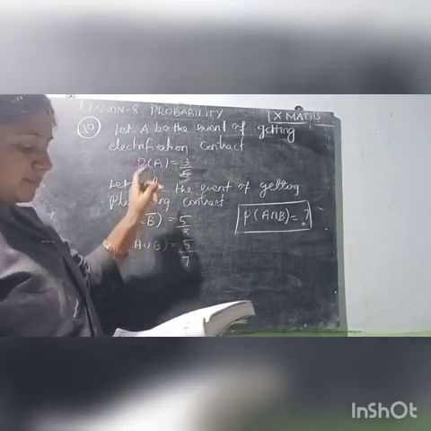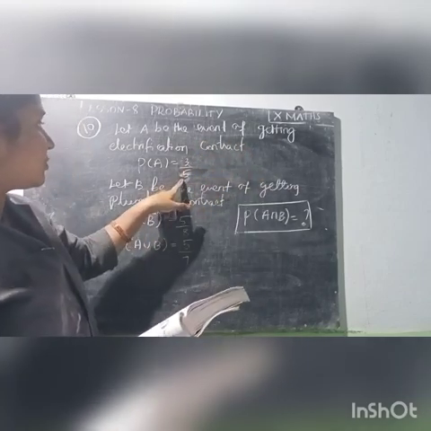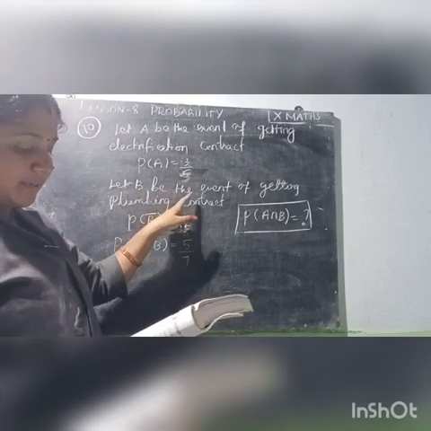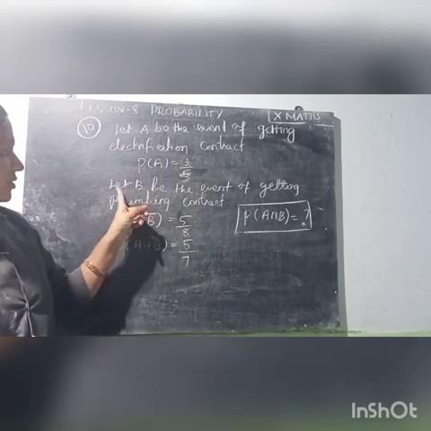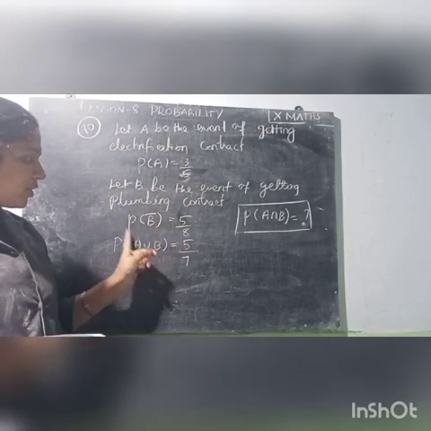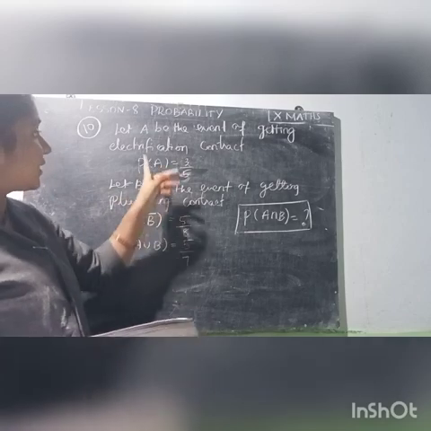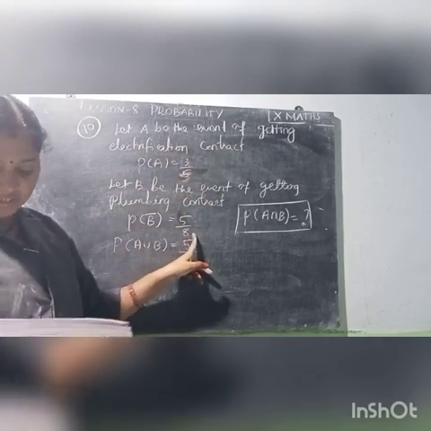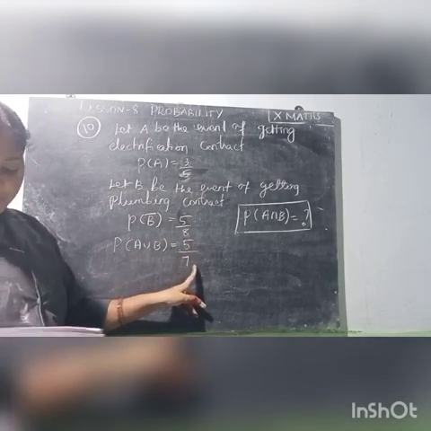See 10th sum. The probability that a person will get an electrification contract is 3 by 5. So next, plumbing contract. The probability that he will not get plumbing contract is 5 by 8. So you have to take B as the event of getting plumbing contract. So not getting plumbing contract means P of B bar value, that is 5 by 8. For getting electrification contract 3 by 5. Not getting plumbing contract is 5 by 8. Getting at least any one of the contract value is 5 by 7.